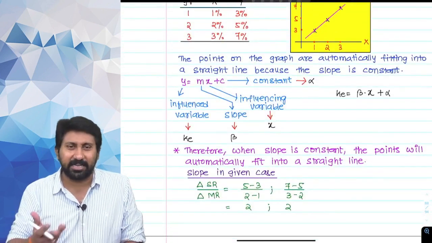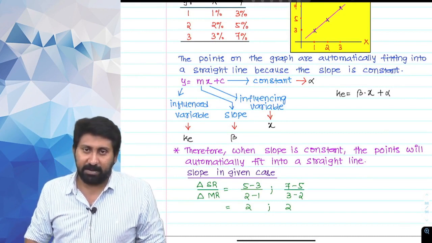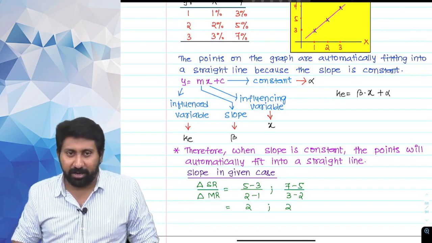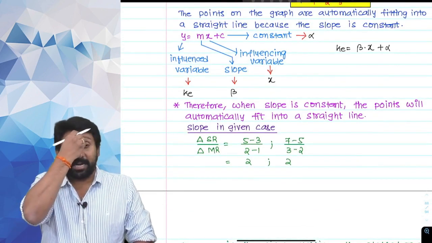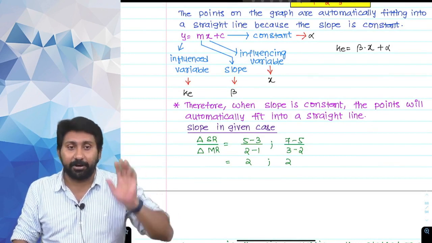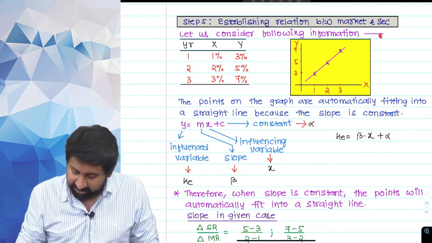Anything you can write. Just for example's sake, I am writing this. So the influencing variable is M. Beta into M or X. Beta into X, anything you can take. Therefore, when the slope is constant, meaning the same across any information, the points will automatically fit into a straight line like this. See this graph.